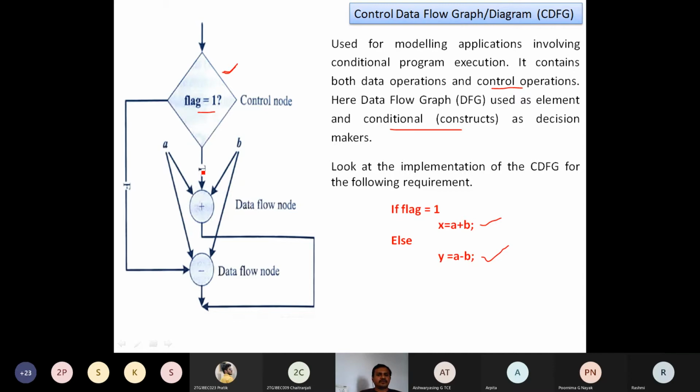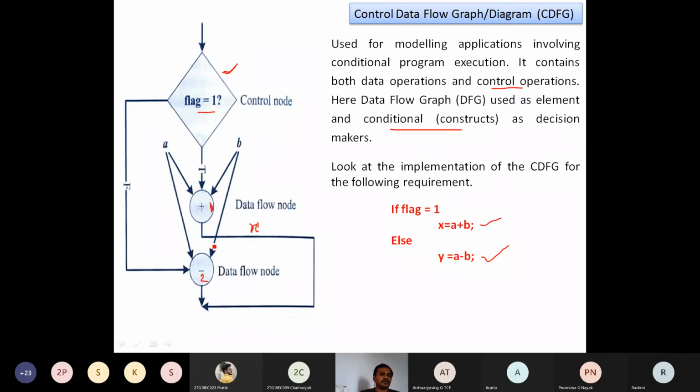So if it is true, what do we need to do? We need to perform the process of x equal to a plus b. So the first circle, the addition circle, and the subtraction circle. Let me call the data flow nodes circle 1 and circle 2. This circle 1 is nothing but the addition task. It is done with what? Two input data, a and b, and the operation is plus. And what is the output? It is purely x. So x is the answer from this first node.